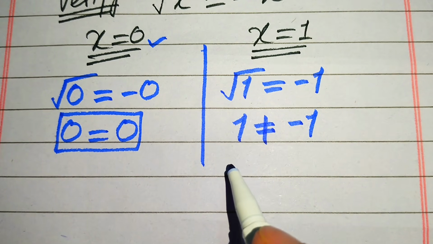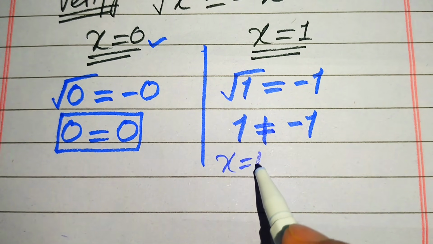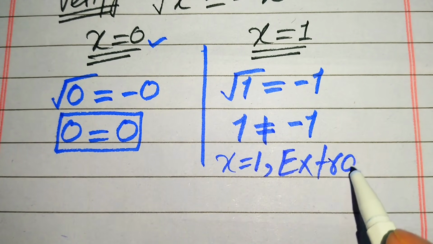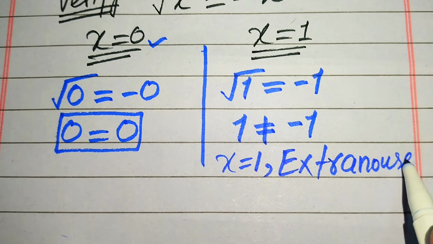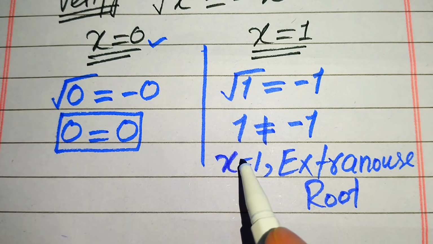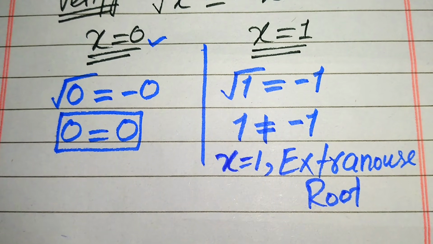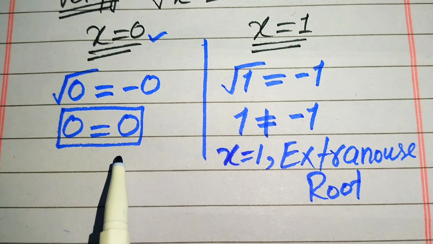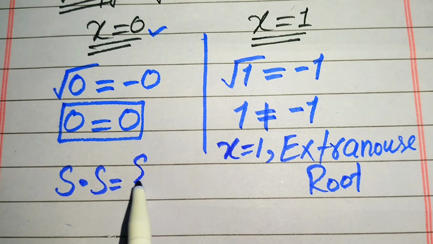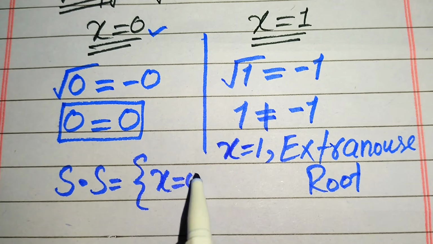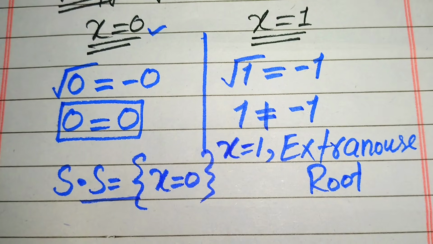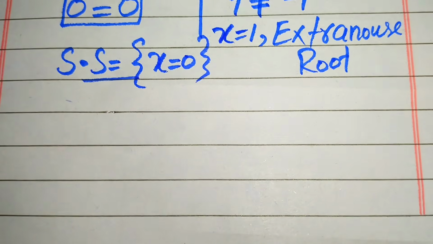So we will call x = 1 the extraneous root of the given equation. This is the extraneous root because it does not satisfy our given question statement, and x = 0 satisfies our given question statement. So finally, the solution set of the given equation is x = 0. This is the only solution which we get here in this method.